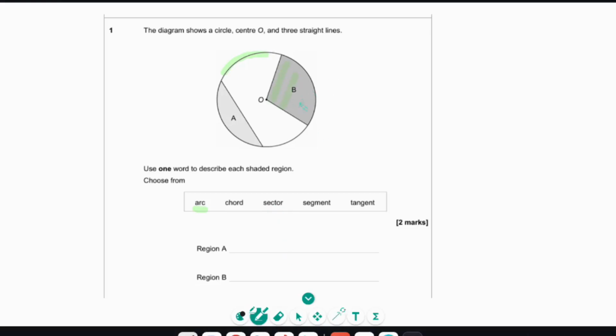A sector is part of a circle cut off by a radius, another radius, so 2 radii. So that's a sector. A segment is an area cut off by a chord. So A is a segment because it's cut off by this chord here, by that straight line. And a tangent, well, there's not a tangent on that diagram. It's a straight line that touches the outside of a circle.